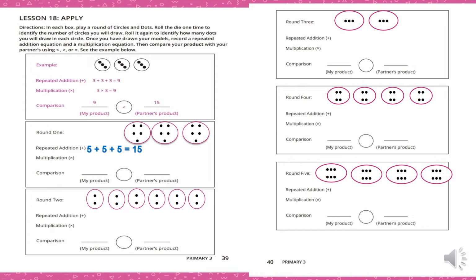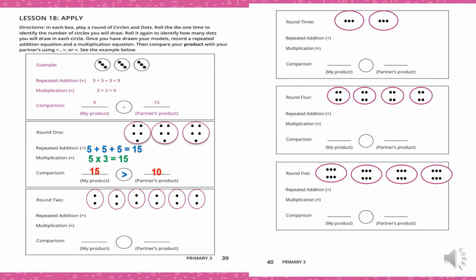Okay? By multiplication, I will ask myself, what is the number I repeat here? In repeated addition, what is the number I repeat? 5. How many times do I repeat 5? 1, 2, 3. So I repeated 5 three times. So 5 times 3, or 3 times 5 equals 15 also. Okay, so my product is 15 and my partner's product is 10. So I am bigger.